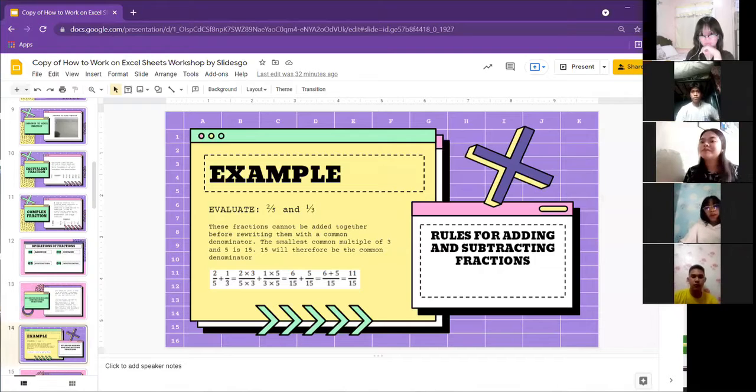2 over 5 plus 1 over 3. 2 times 3 equals 6 over 5 times 3 equals 15. Plus 1 times 5 equals 5 over 3 times 5 equals 15. Magiging 6 over 15 plus 5 over 15 equals 11 over 15.